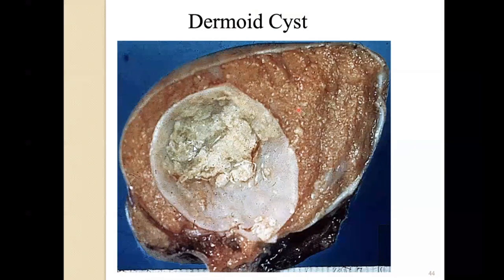It has components of the skin only. So when we find components of the skin, you can see hair, sweat glands and sebaceous glands, that is what we call a dermoid cyst. When there are muscles or internal organs, tissues, then we will call it teratoma, not dermoid cyst.